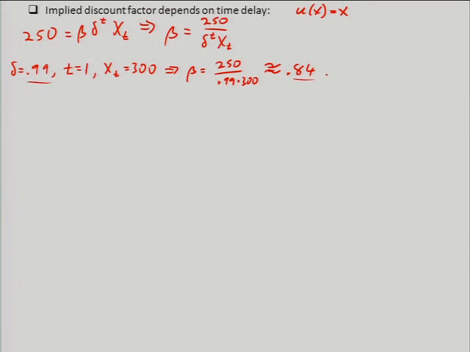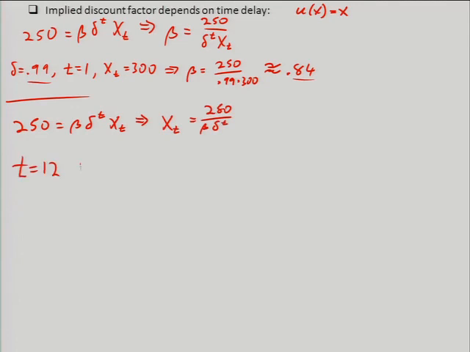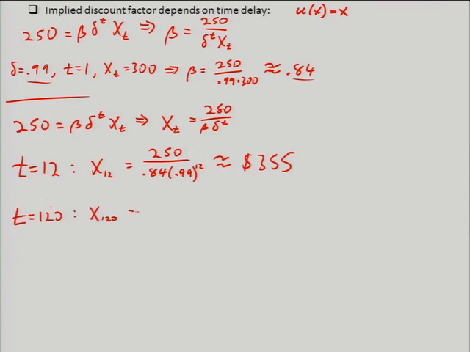If that's the case, what does that tell me about what your xt should be for longer delays? Okay, if you say that x12 is a certain thing, I write out 250 equals beta delta to the t xt again, and now I can back out what xt should be. It's just 250 over beta times delta to the t. So if I ask you what your xt should be a year from now, what I get is x12 equal to 250 over 0.84 times 0.99 to the 12th, and that's approximately equal to $355. That's not looking too bad. And if I ask you for your 10-year indifference, x120, I get 250 over 0.84 times 0.99 to the 120th, which is approximately equal to $994.